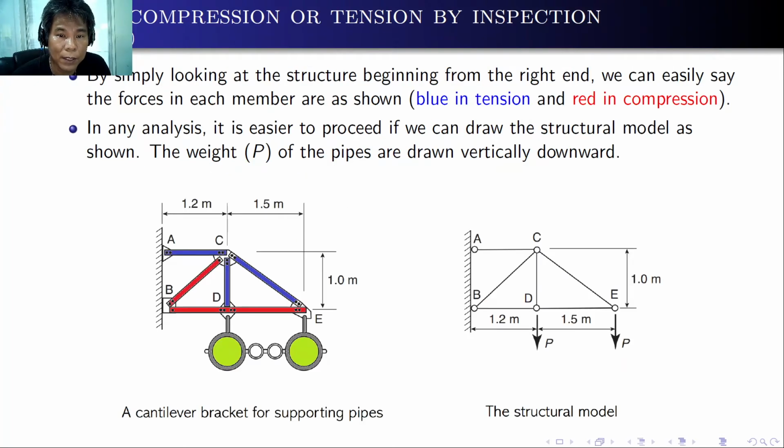By simply looking at the structure, beginning from the right end, joint E, we can easily see the forces in its members, shown blue in tension and red in compression. In any analysis, it is easier to proceed if we can draw the structural model as shown on the right. The weight P of the pipes is drawn vertically downward. Remember, the weight is due to the acceleration of gravity, which is directed vertically downward.